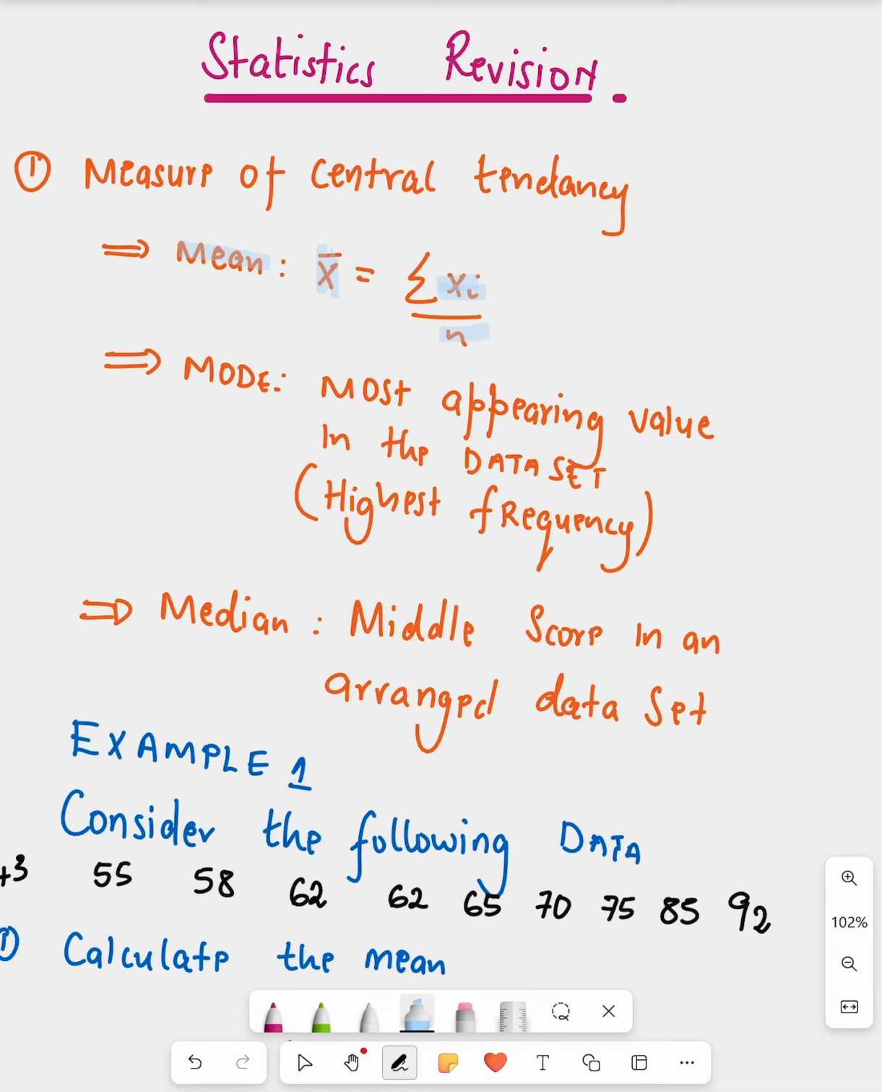Number 2, we have the mode. Mode is the most appearing value in our data set, or we can say it has the highest frequency. Number 3, we have the median. Median is the middle score in an arranged data set. That means for you to find the median, you need to make sure that your data is arranged from the lowest to the highest, and then the middle number is your median.